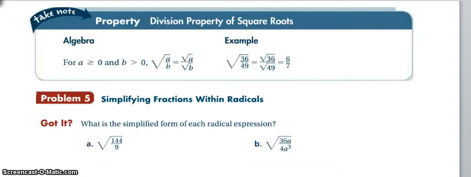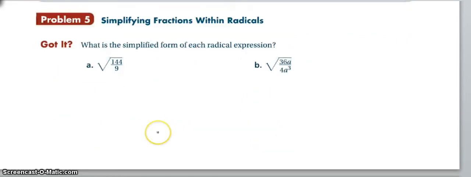So we're going to use our division property of square roots next, and what that tells me is if there's a quotient inside a radical, that actually means that it's the radical or the square root of the numerator divided by the square root of the denominator. So when it's on the inside completely, we can split it and look at them separately, which makes my life easier in most situations. Please make sure you've worked through the Pearson module for problem 5, and then try the got it on your own before clicking play and coming back to us.